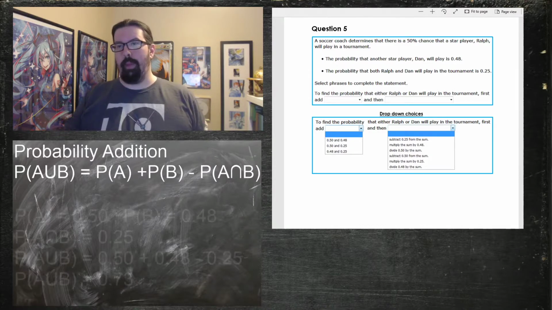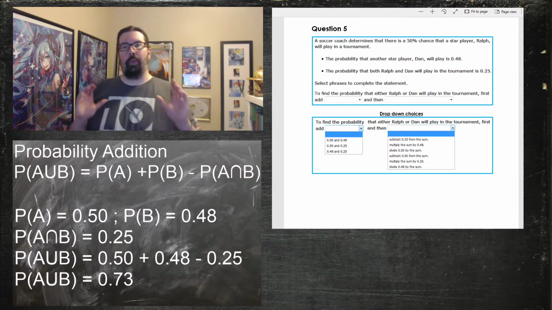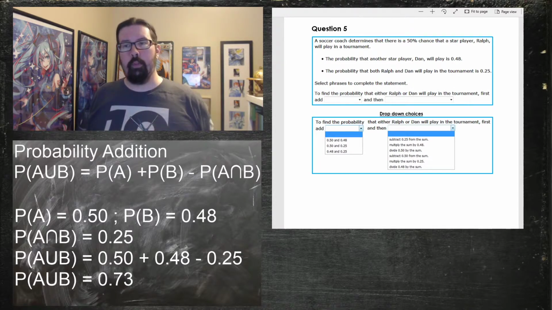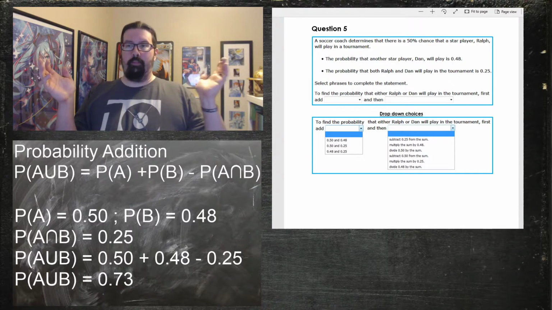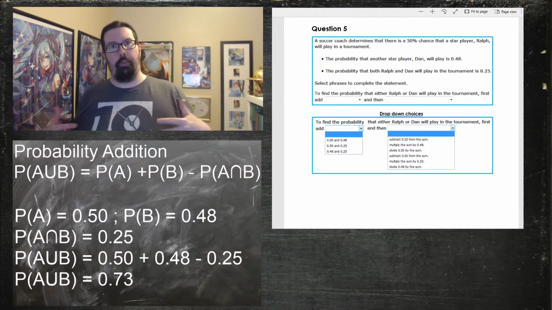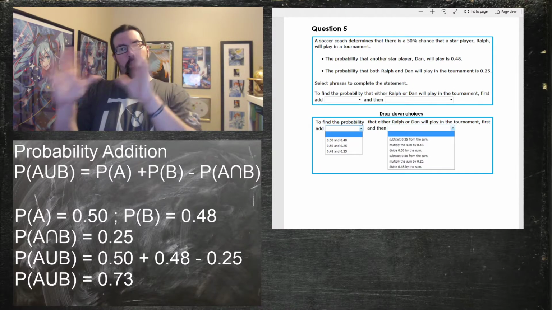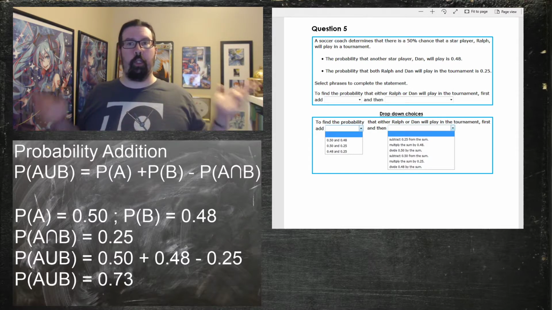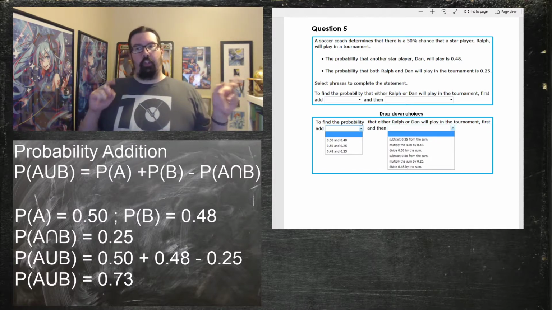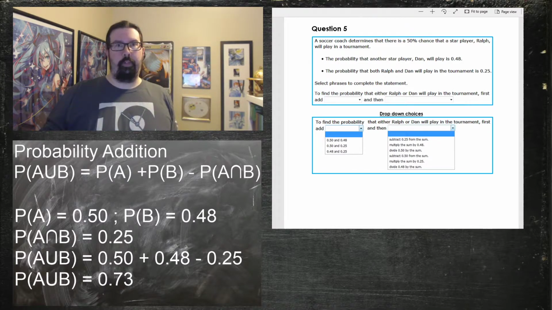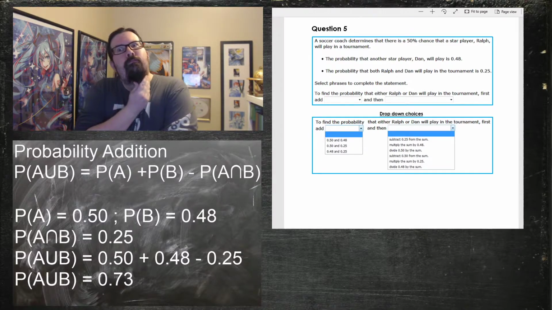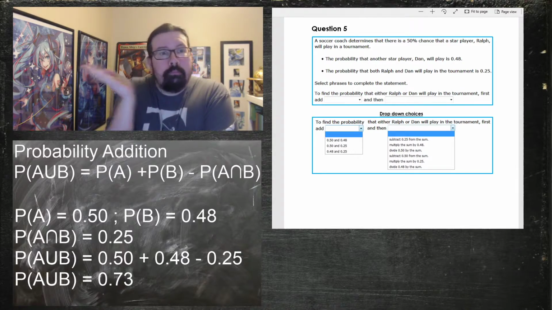But going with the mathematics, we have the probability of A and B. Let's say A is Ralph, B is Dan. The probability of A is 0.5. Probability of B is 0.48. So you have 0.25 is the probability of both. So you have 0.5 plus 0.48. Super, we have that. We just figured that out. And then we subtract that 0.25. It's the only number we have left. So we look at our options. We subtract 0.25 from the sum. That sounds pretty good. I like that.